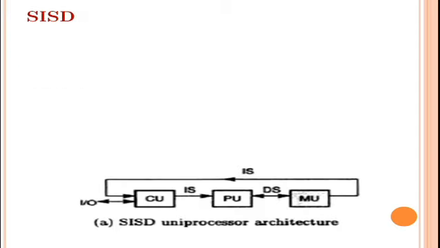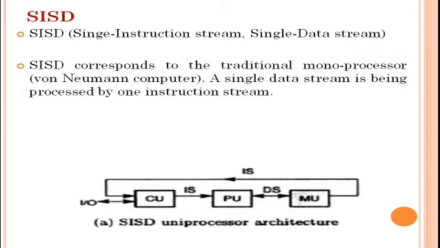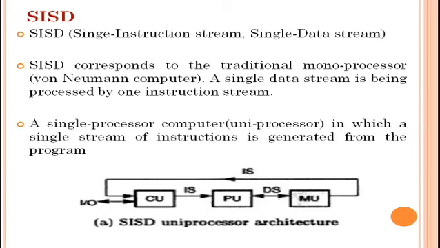Now coming to the first one, that is SISD. SISD is a single instruction stream and a single data stream. SISD corresponds to the traditional mono processors, that is von Neumann computers. A single data stream is being processed by one instruction stream, as you can see in the figure. It is a single processor computer, that is a uniprocessor, in which a single stream of instructions is generated from the program.